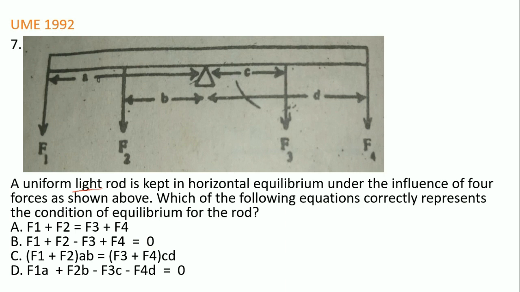So if we take a moment about this point, these forces will be having anti-clockwise moment about the point, while these forces will be having clockwise moment about that point, because they would tend to rotate in this direction. These are the only forces acting on this side.